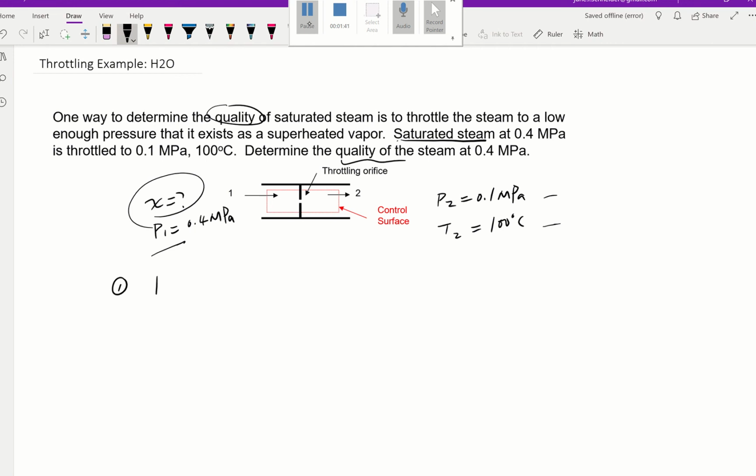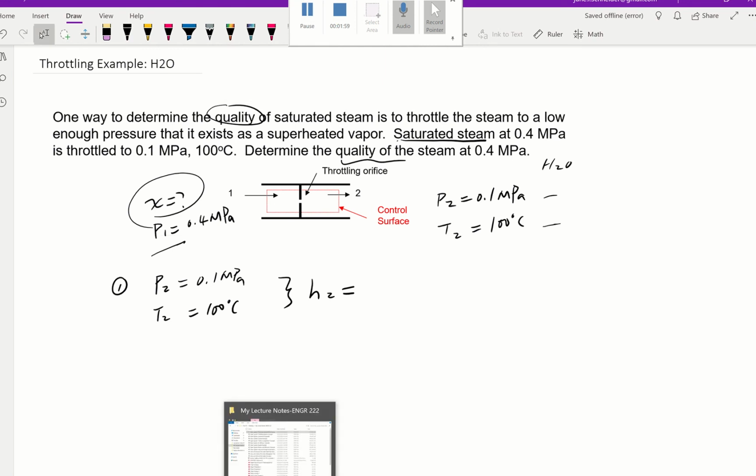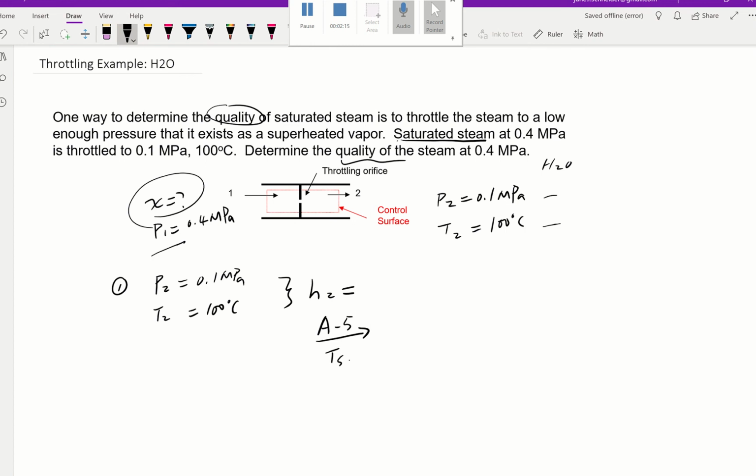since we know the two properties for the final state, P2 and T2, 0.1 mega and 100, and this is water going through, then we can find H2, right? So let's go to our steam table. We don't know what region this is. Is it superheated or a mixture? So we're going to find out. The way to find out, we're going to go to table A5. We're going to find what the saturated temperature is at 0.1 megapascal.